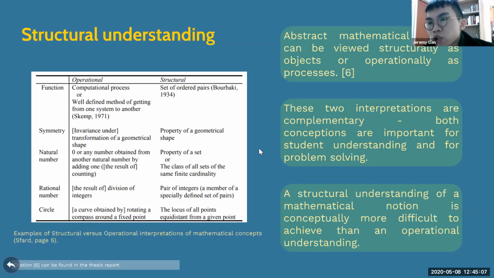Now we see that structural understanding is conceptually more difficult to achieve than a context-driven operational understanding. Because these two interpretations are cognitive and not formal differences, it is hard for us to set clear definitions for what qualifies as structural interpretation versus what qualifies as operational interpretation. Hopefully, the examples given by Sfard in this table can convince you enough of the differences between the two.